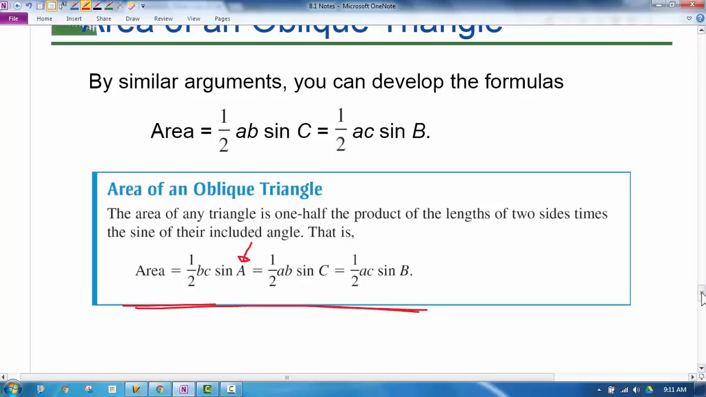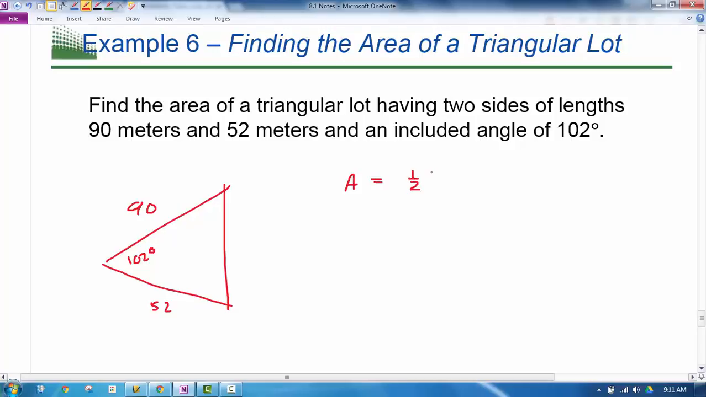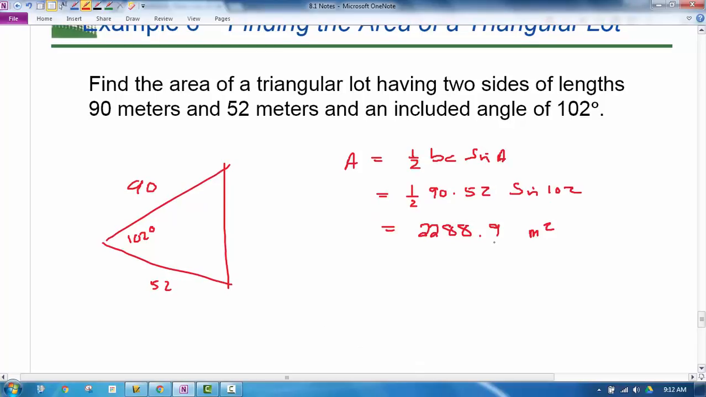So here's an example then. Let's say we want to find the area of a triangular lot having two sides of length 90 and 52. The angle in between them is 102 as well. We can use the formula 1/2 bc sine of A, which is on our formula sheet. So these are the two sides, 90 and 52, and the sine of the angle in between them is 102. We can solve and get 2,288.9 square meters.